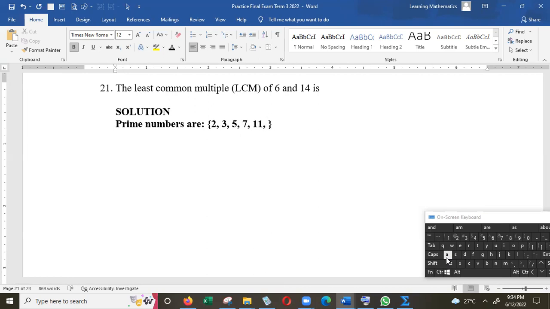11, 13, yes. 17, 19, 23, 29, 31. 32, no. 33, no. 34, 35, 36, 37, yes. 38, 39, no, because 39 has 3 also as a factor. 39 has more than two factors. 40, no. 41, yes. 42, 43, yes. 44, 45, 46, 47, yes. 48, 49, 50, 51, and so forth. So all these are prime numbers.